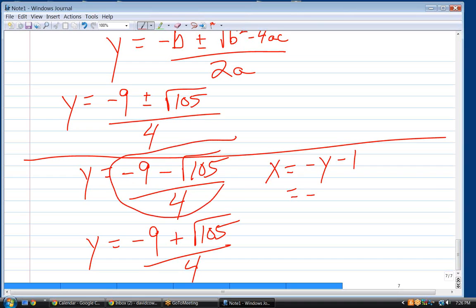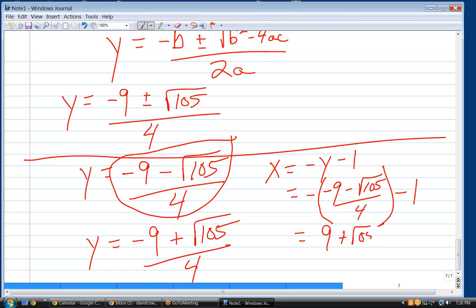Everything I see here, I'm going to write in place of y. Minus 9 minus root 105 over 4. And then I'm going to subtract 1 from that. Now let's remove the parentheses. What do I get for x? 9 root 105 over 4. Plus root 105 all over 4 minus 1.